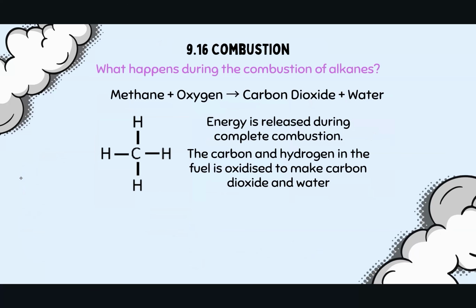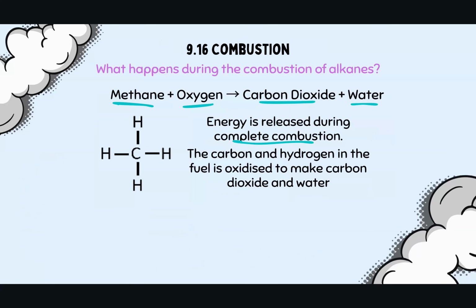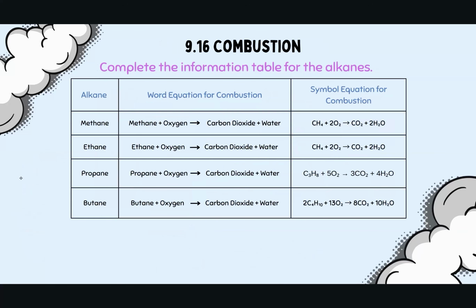Okay, combustion. What happens during the combustion of alkanes? So we have methane and oxygen makes carbon dioxide plus water. So energy is released during complete combustion. The carbon and hydrogen in the fuel is oxidized to make carbon dioxide and water. So that we already know, and we've already covered this too. Methane and oxygen makes carbon dioxide and water.